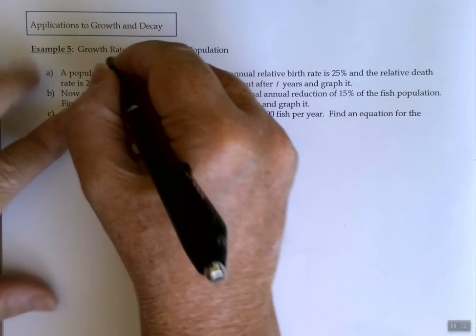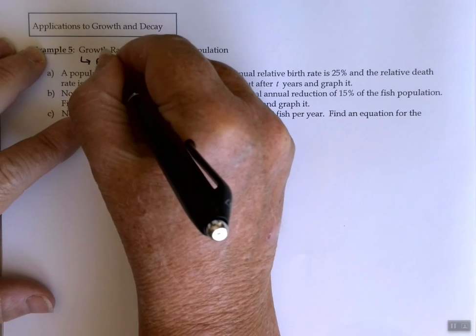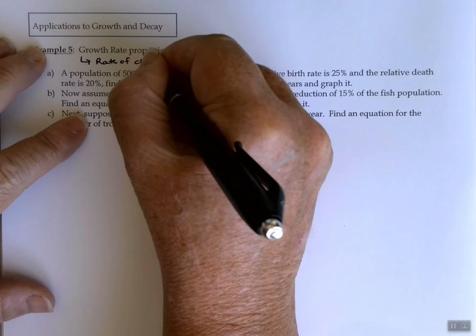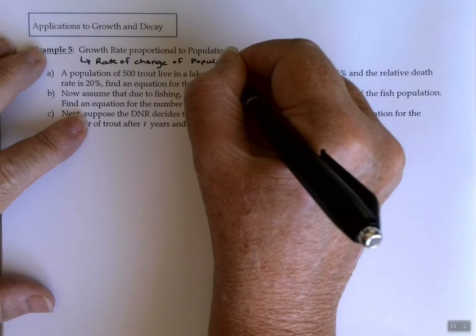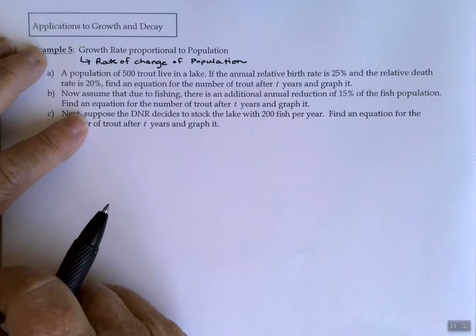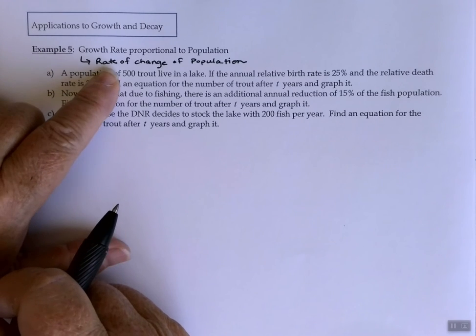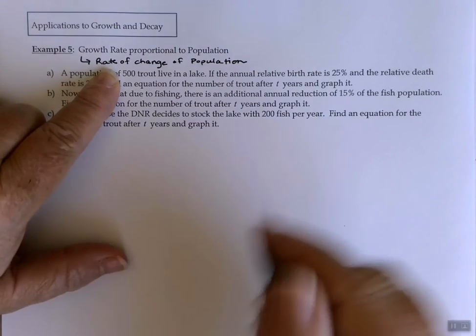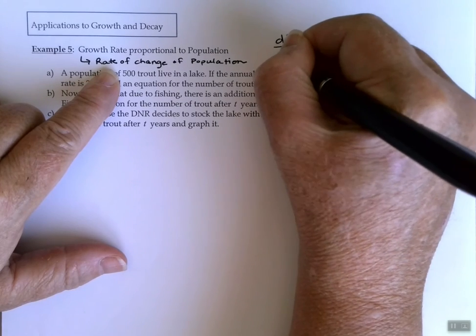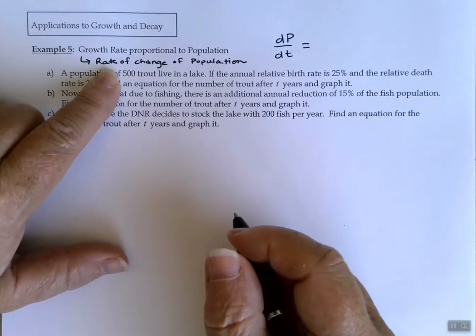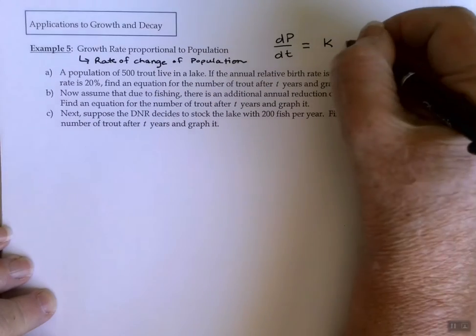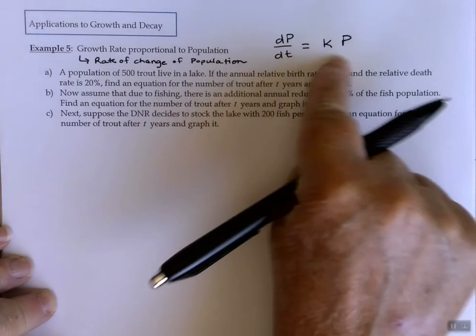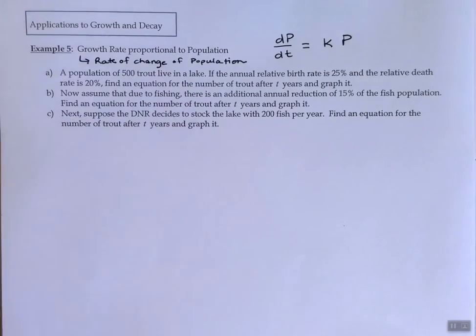The growth rate is really the rate of change of population. So I could write the growth rate as dp dt. Rate of change is always the derivative. And it's proportional to, so that's equal to some constant of proportionality k, times the population itself. So I'm going to start with this assumption in all of these, and then we'll add the details to solve the rest of the problem.